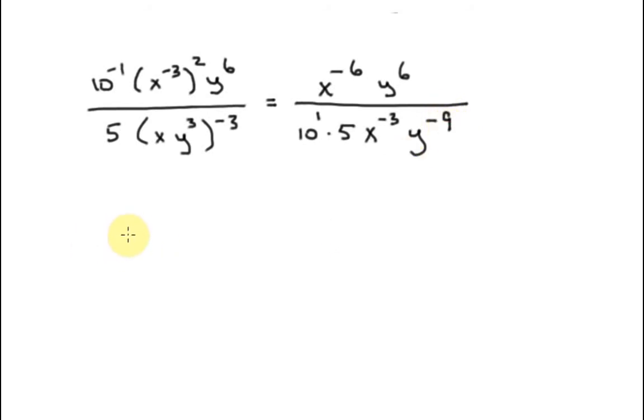Okay, so now I'm going to continue in my quest. I'm going to move anything that has a negative exponent to the bottom or to the top to make the exponents positive. So what do we have? Well, on the bottom for the numbers, I have 10 to the 1 times 5, which is just 10 times 5. So that's just 50. Then I'm going to move this x to the negative 6 to the bottom. So it's now x to the positive 6. I'm going to leave y to the positive 6 on the top. And then I'm going to move both of these guys to the top to make their exponents positive.